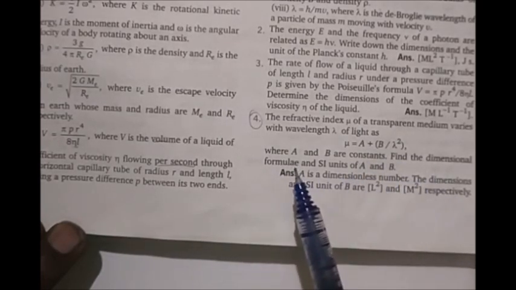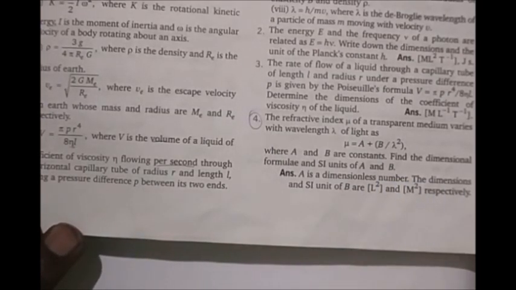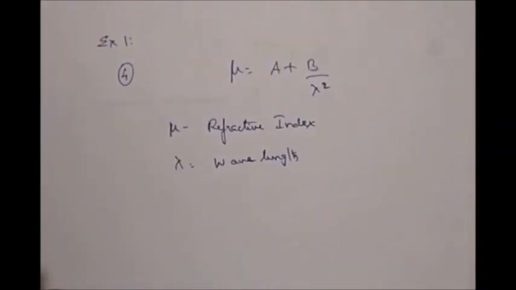Find the dimension formula and SI unit of a and b. We need to find out what is the dimension of a, what is the dimension of b, as well as the SI unit of both of them. This is also a pretty simple question. The only thing is, if you know the basics, you'll be able to apply it.